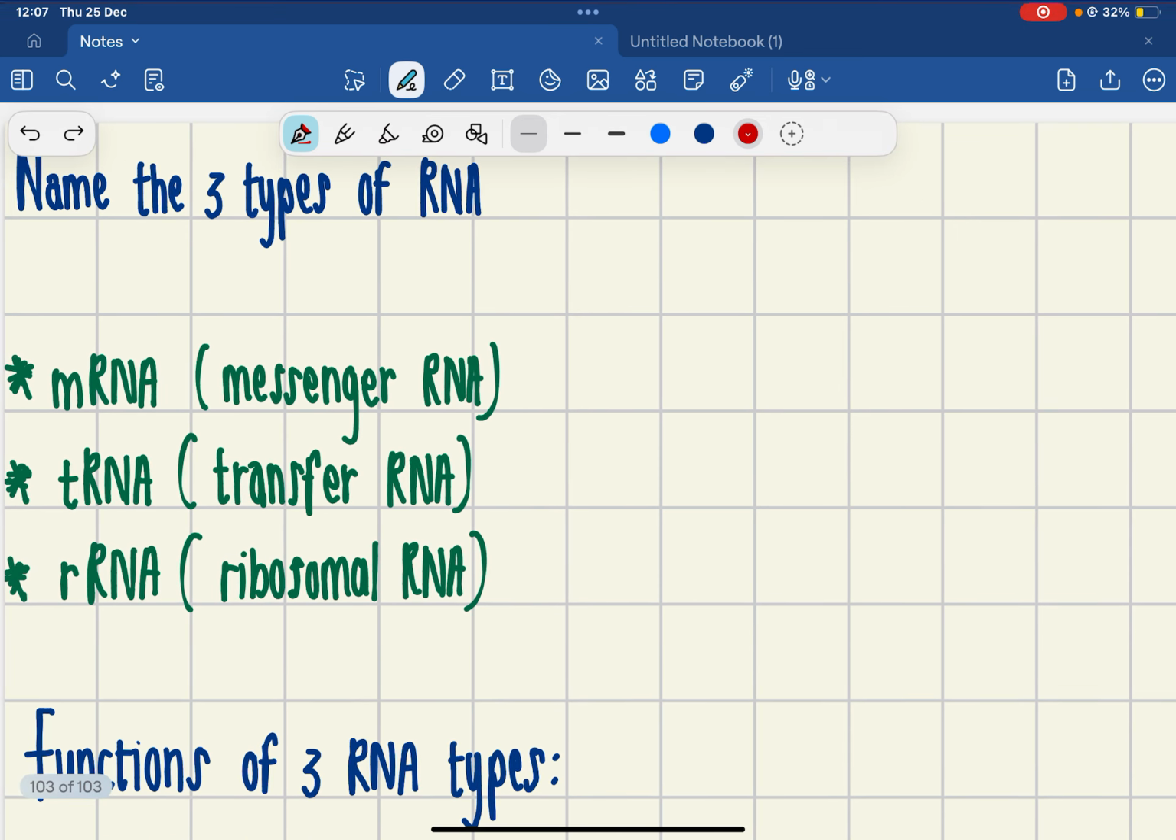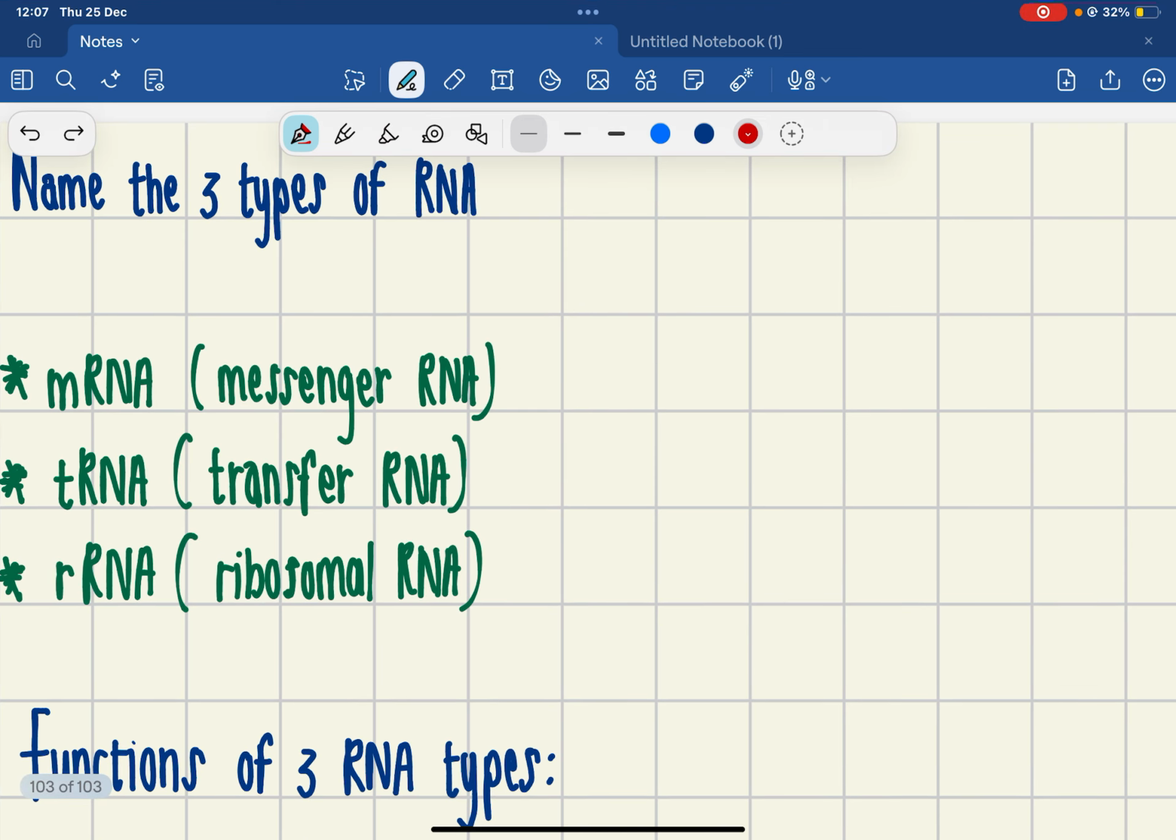Let's carry on. So, now it says name 3 types of RNA. We have mRNA, which is messenger RNA. We have tRNA, which is transfer RNA. And we have rRNA, which is ribosomal RNA. And I want you to take note of the way in which I've written these m, t, and r's. They're in small letters, and RNA is in caps.